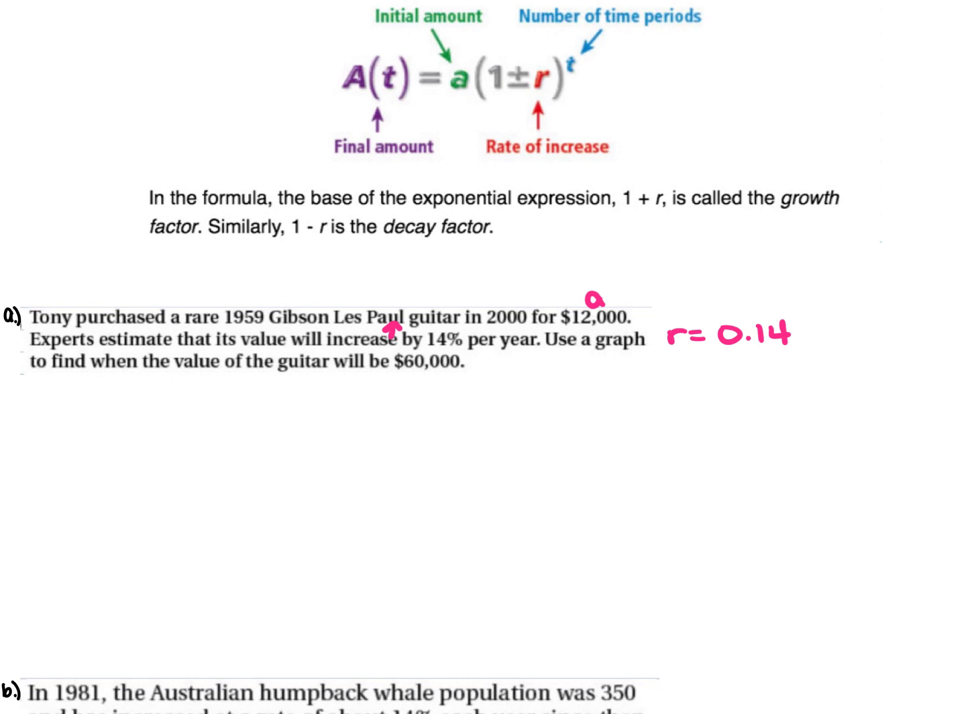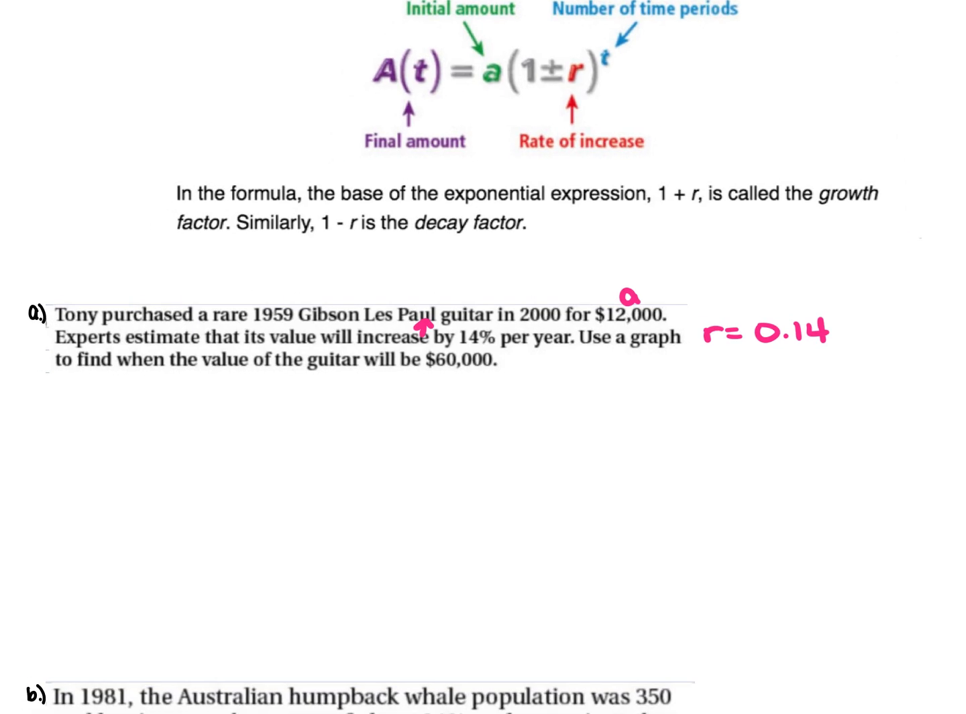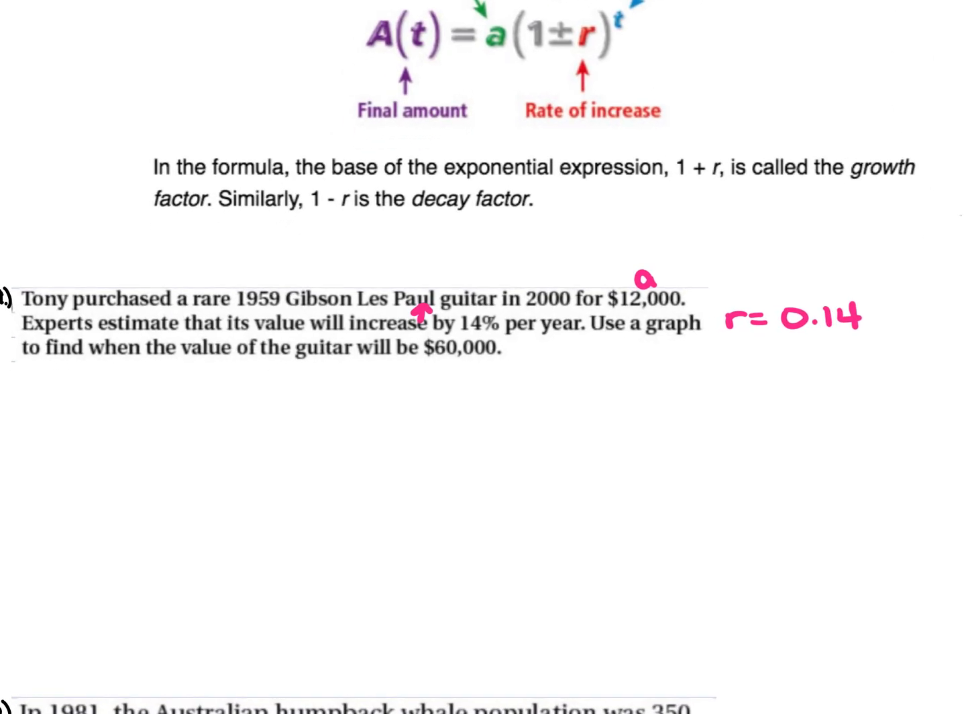It tells you to use a graph. We're not going to be graphing these. We're going to be using the equation and just plugging in values for t, your time, to find where the value will be when it's at 60,000. So we said that there's an increase, which means we're going to use A of t is equal to A times 1 plus r to the power of t.